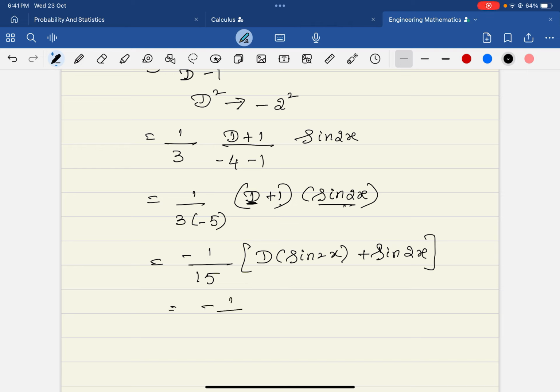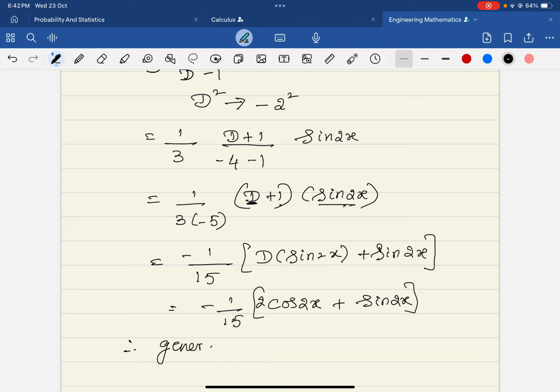So this is the derivative of sine 2x, which is 2 times cosine 2x, plus sine 2x. This is your particular integral. Now what do we do? Write down the general solution.